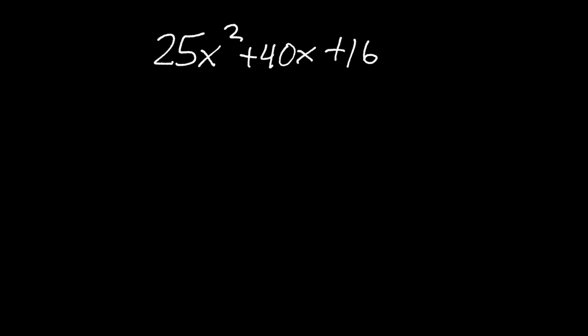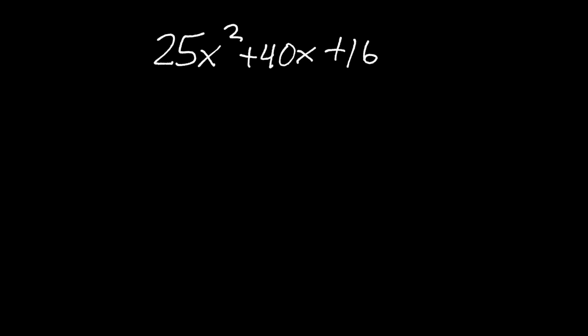So we have 25x squared plus 40x plus 16. I want you to pause the video and give this one a try using the methods we used for the first two examples. Is this a perfect square trinomial, and can we turn it into a squared binomial? So pause the video and give it a try. All right, hopefully you've given it a try.